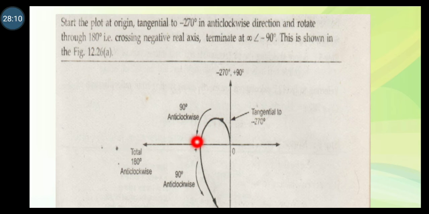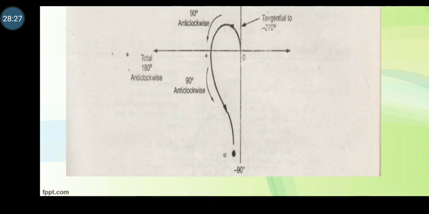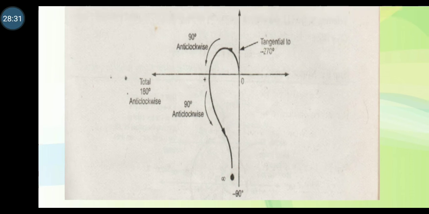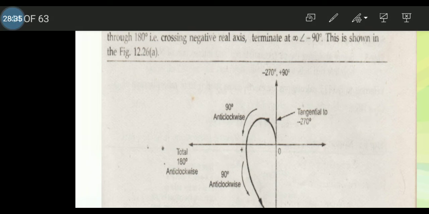This is 90 degrees anti-clockwise rotation. This is another 90 degrees anti-clockwise. So total 180 degrees in the anti-clockwise direction, crossing the negative real axis. So it will cross this negative real axis at this point, terminating at infinity at an angle minus 90 degrees. So this is the figure. This is the first section. Now we will see the second section.